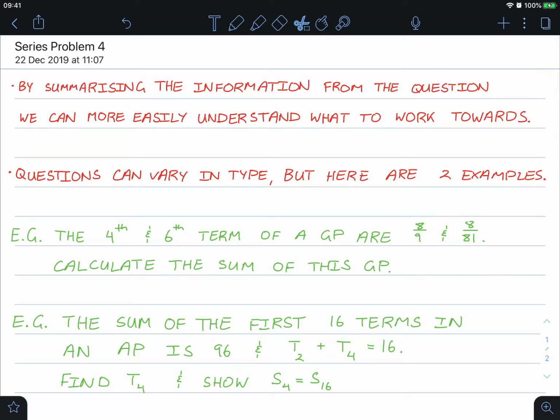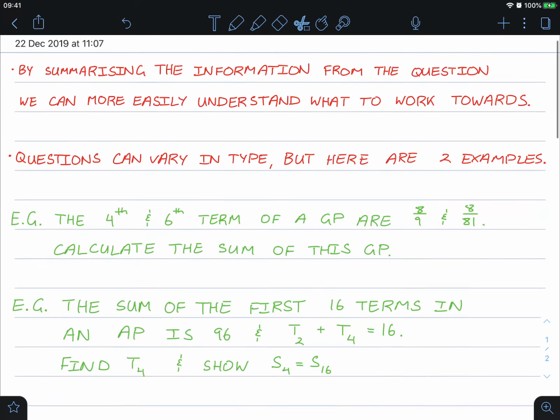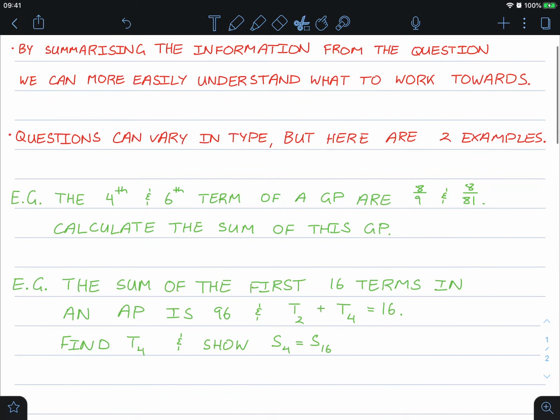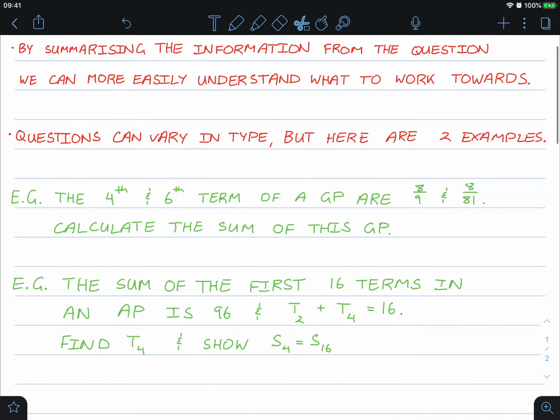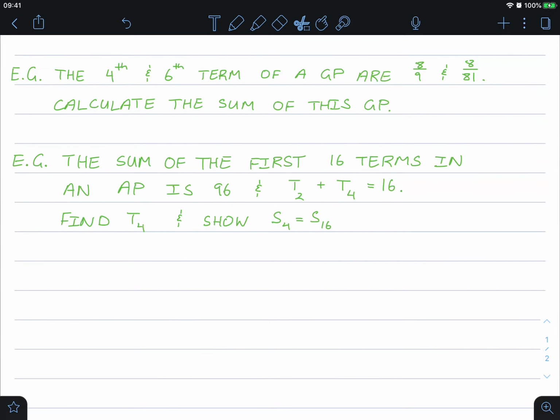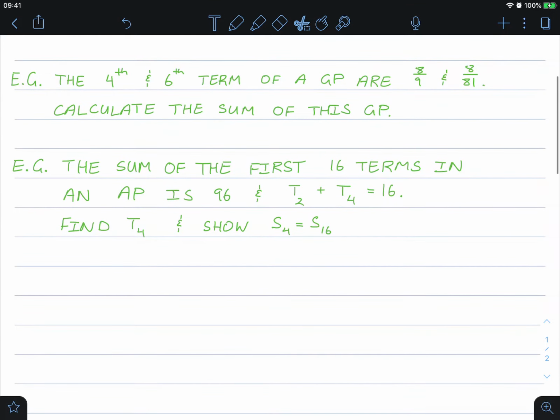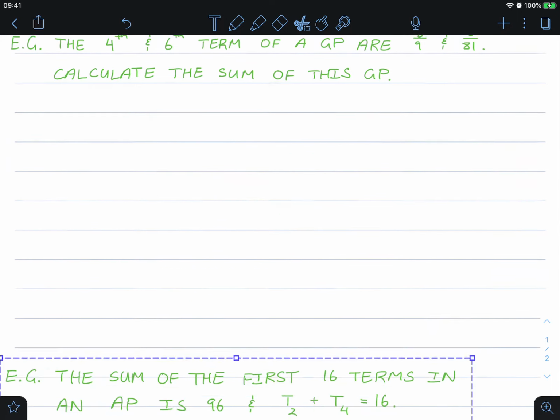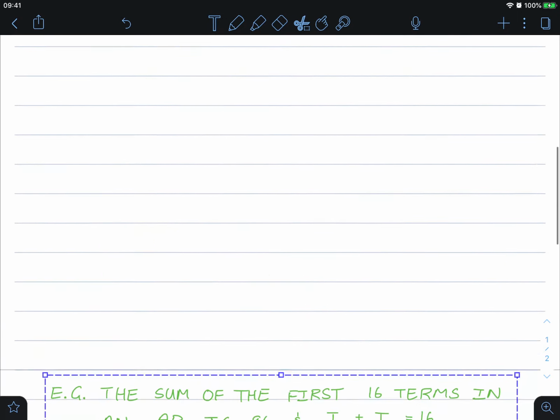Hello class, this is another application of series problems, part 4. I've already tried these two questions and these are actually a lot more difficult, and I'm going to be breaking these up into two separate videos. You can go ahead, pause the video and give these two a go yourselves. Here we go. Let's move this to the second page.